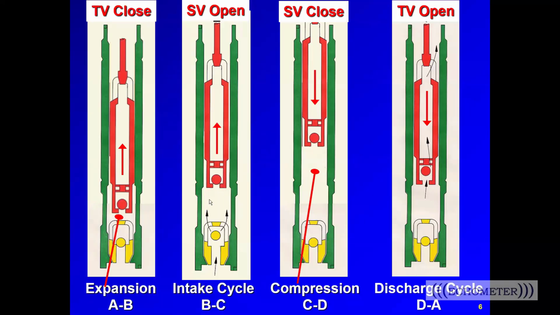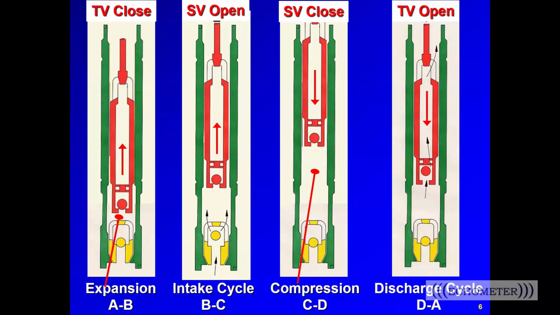Once the pressure in the barrel drops below the pump intake pressure, the standing valve opens. And during the intake cycle from B to the top of the stroke at C, fluids present at the pump intake flow through the standing valve and fill the barrel. At the top of the stroke at C, both the traveling and standing valves are closed, and the fluid in the pump barrel is liquid or a mixture of gas and liquid that exhibits a certain compressibility.